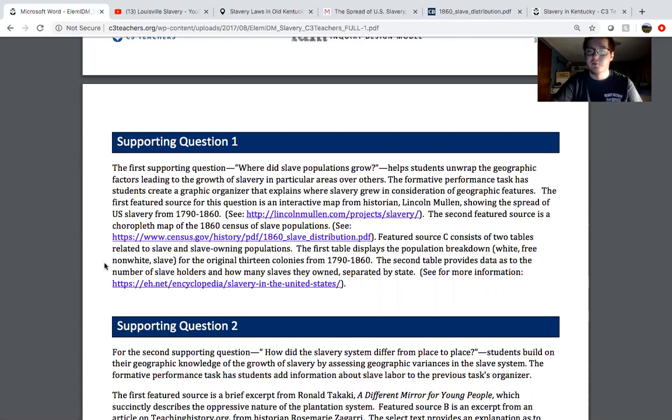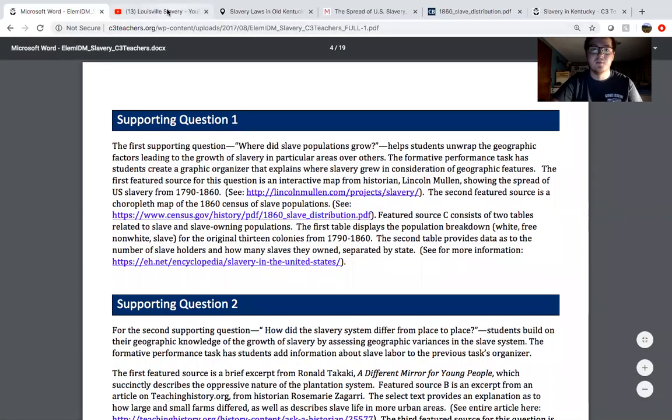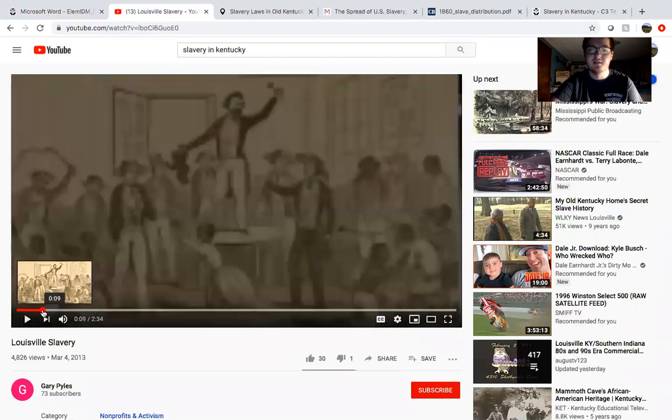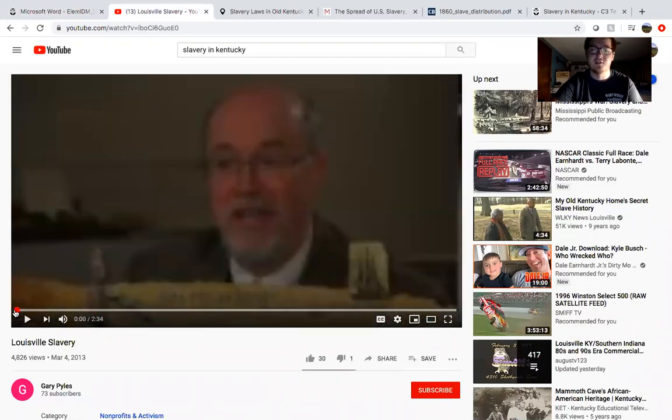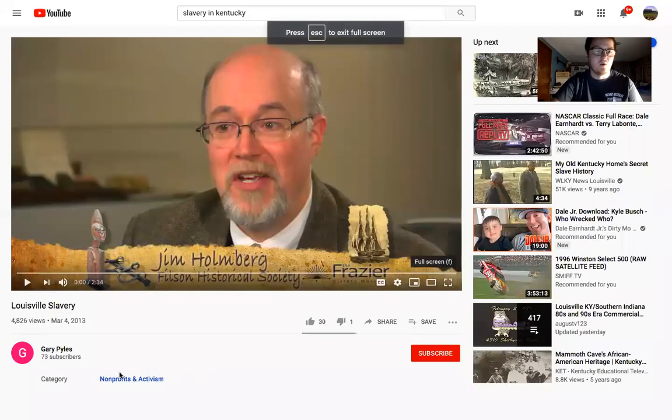So the formative performance task, which we're familiar with, has a graphic organizer. I'll pull that up. We're not going to look at it right now. It'll be later on in the video. But again, all this will be linked in Google Classroom. So we have an interactive map from a historian. First, I want to look at this video, though. And this is kind of talking about slavery's role and how it started. It just gives a real good overview, and it kind of brings up some stuff in case you forgot about Kentucky. So we'll watch this video together.